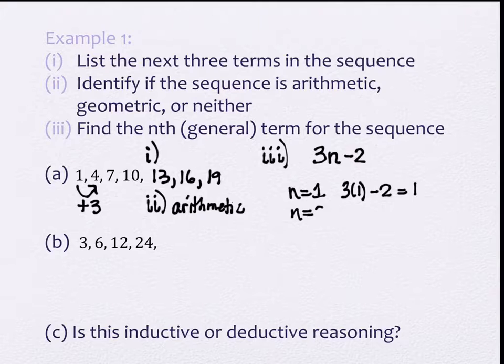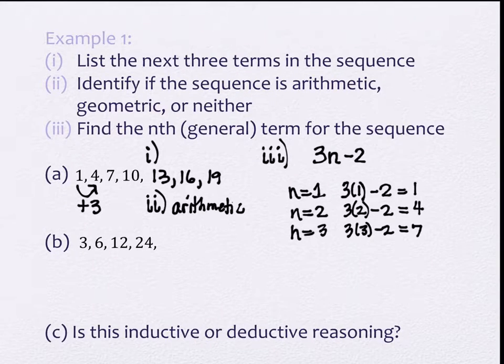Let's try just the next term and see what happens. What happens when I take 3 times 2 minus 2? Do I get 4? That's what I'm supposed to get. We'll try one more just to say, you know, I'm not pulling your leg. How about 3? What's 3 times 3 minus 2? It's 7.